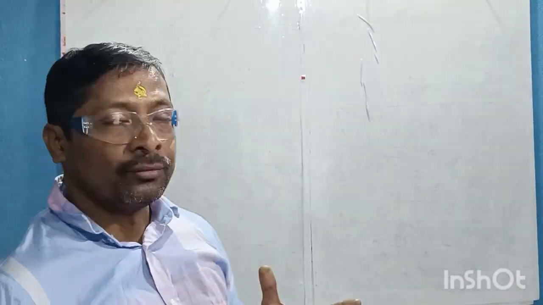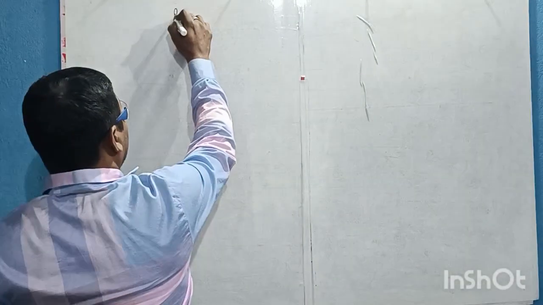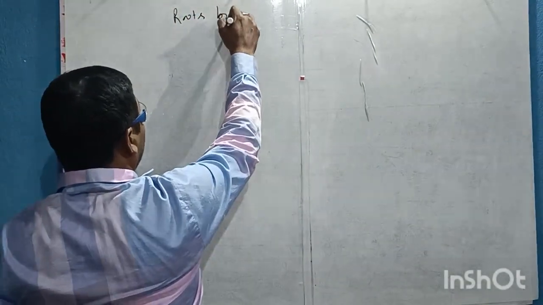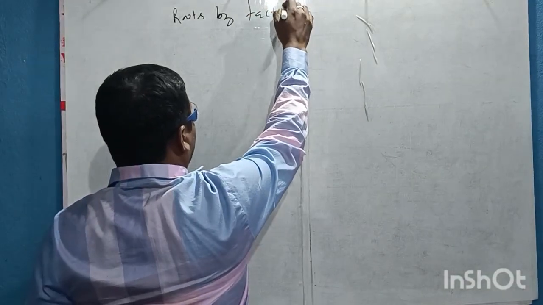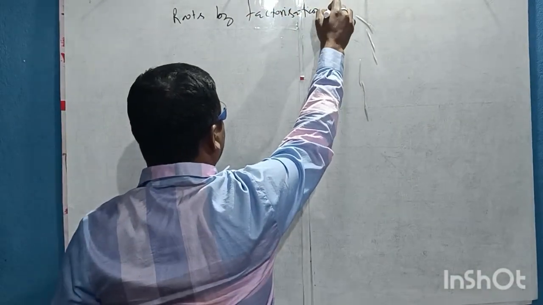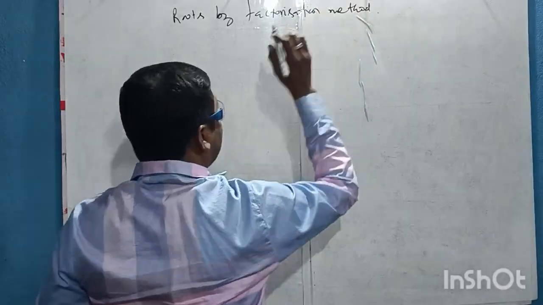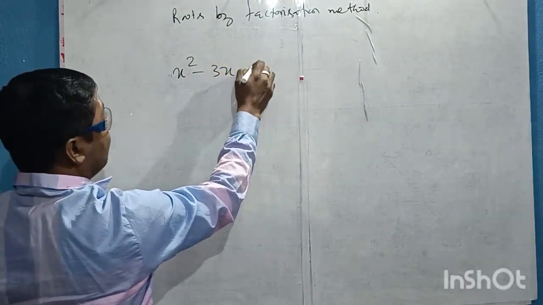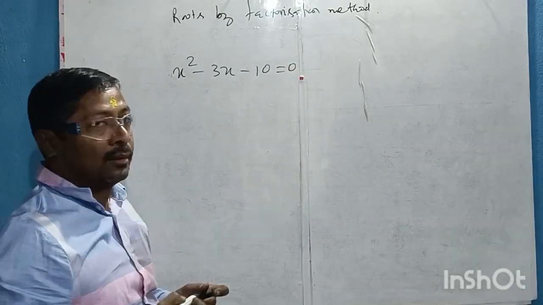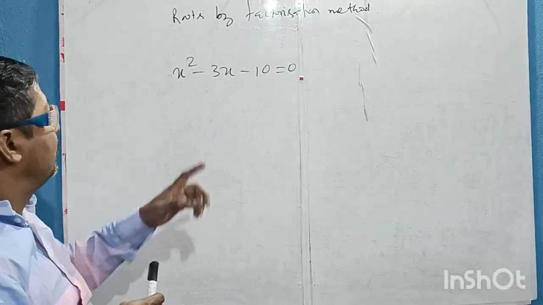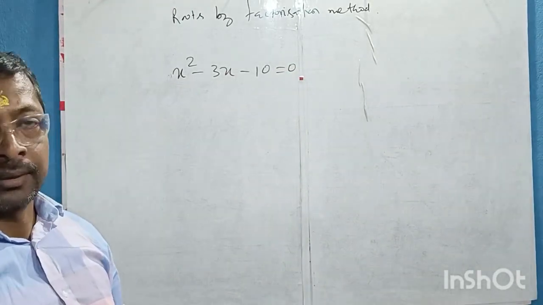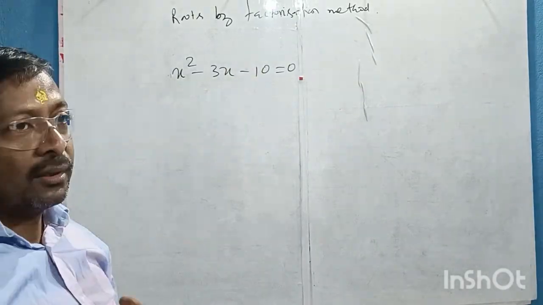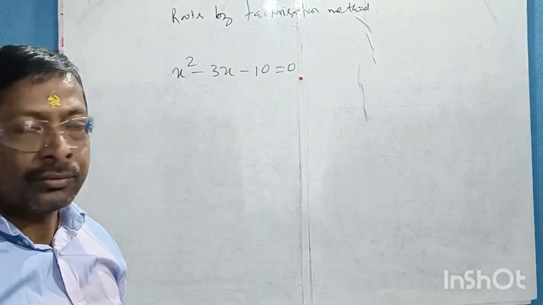Today we will discuss finding roots by the factorization method. Roots by factorization method. Suppose one example: the quadratic equation x square minus 3x minus 10 equal to 0, and you have to find out the roots. There are two roots, because a quadratic equation always has two roots.